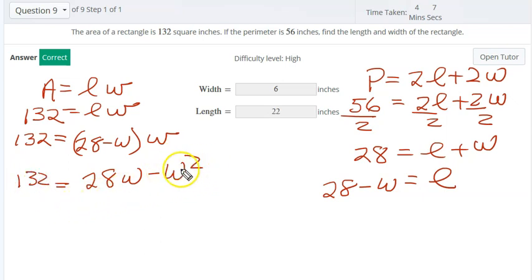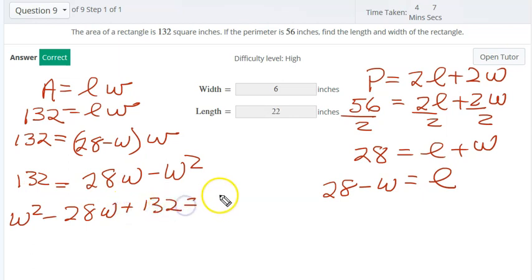So you want to keep our W positive, so I'm going to move it to this side and get W squared, transpose this, negative 28W plus 132 equals 0. So now it's just a matter of factoring this, or you could use the quadratic formula, whichever you're more comfortable with.